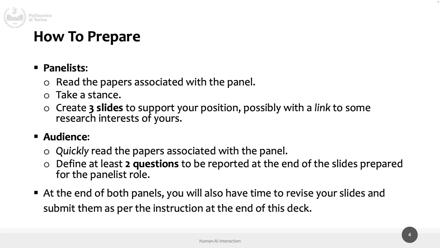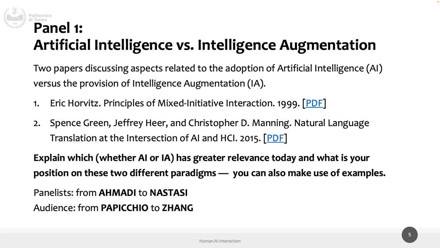And also you need to be there, to be here. So which are the two panels? Panel one, artificial intelligence versus intelligent augmentation. There are two papers to read. These are the links to PDFs in a free format, so not on the personal website of someone, of the authors, for instance. So you can download them from everywhere.